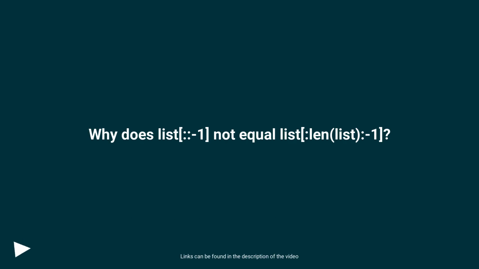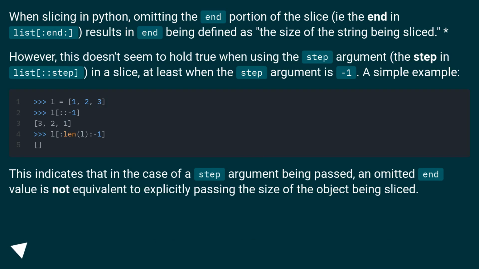Why does list[::-1] not equal list[:len(list):-1]? When slicing in Python, omitting the end portion of the slice, the end in list[start:end], results in n, being defined as the size of the string being sliced. However, this doesn't seem to hold true when using the step argument, the step in list[start:end:step], in a slice, at least when the step argument is -1.